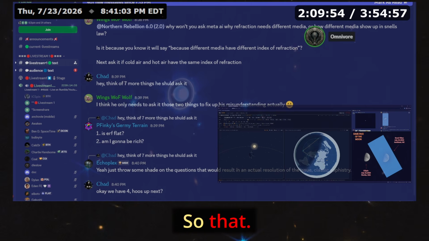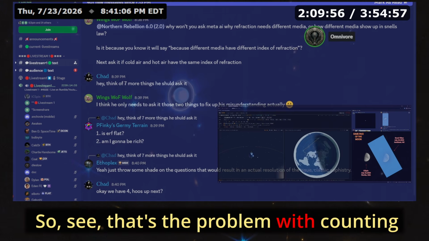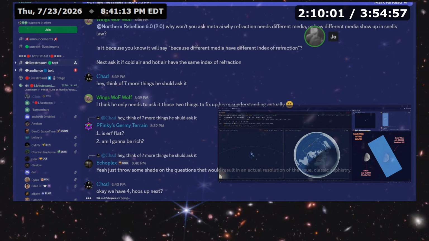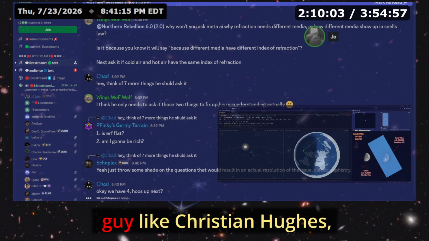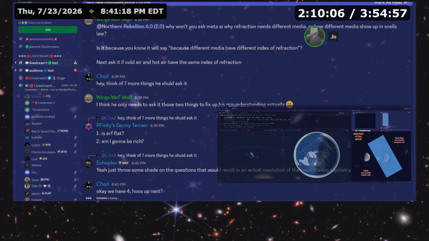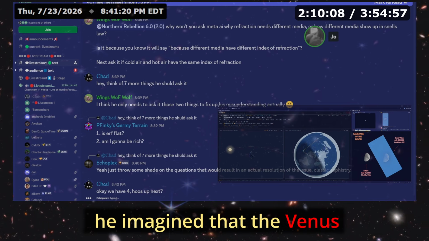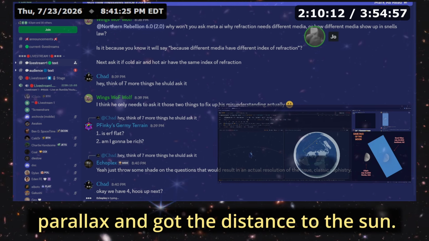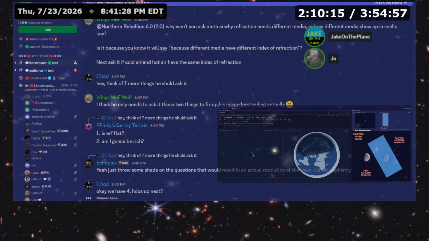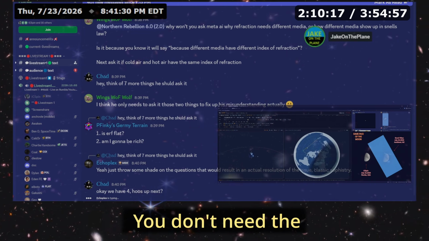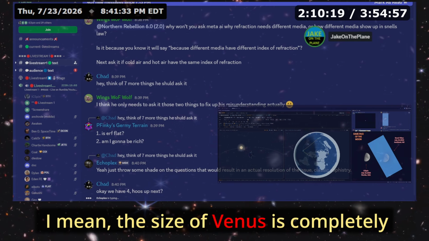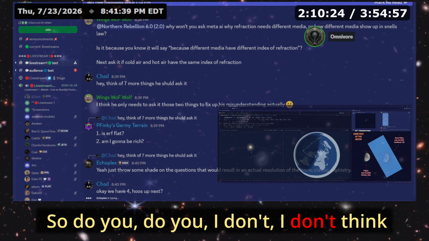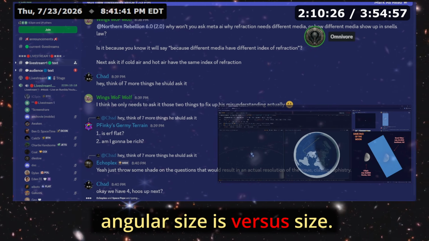Correct. So see, that's the problem with counting on Witsit to do your thinking for you. Witsit doesn't understand it either. Okay, so the guy like Christiaan Huygens, he imagined that Venus is the same size as the Earth, and that's how he was applying his parallax and got the distance to the sun. No, you don't need the angular... I mean, the size of Venus is completely irrelevant to the parallax. Correct. I don't think Joe knows what angular size is versus size.